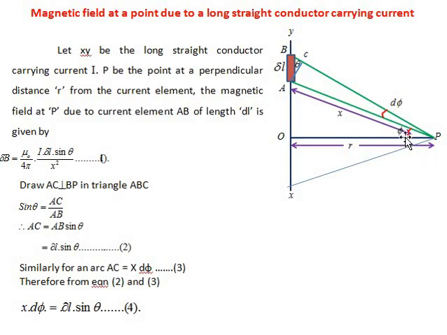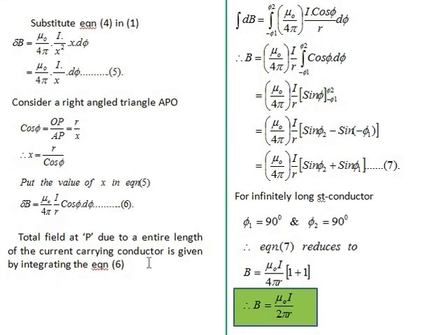We take another phi here below the x coordinate. So that it is phi 1 and it is negative. Therefore, here it is phi 1 with a negative sign, and this as phi 2 with a positive sign. And we integrate the equation 6. Therefore, integrating dB is equal to integration from minus phi 1 to phi 2 of mu naught by 4 pi I cos phi divided by R into d phi.